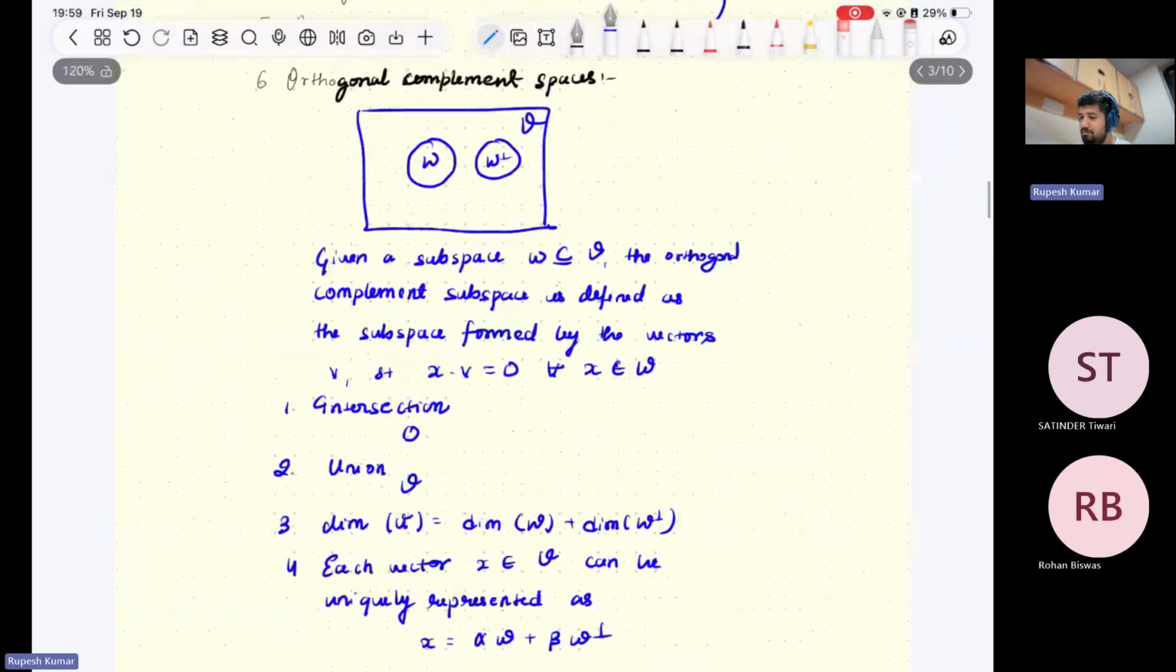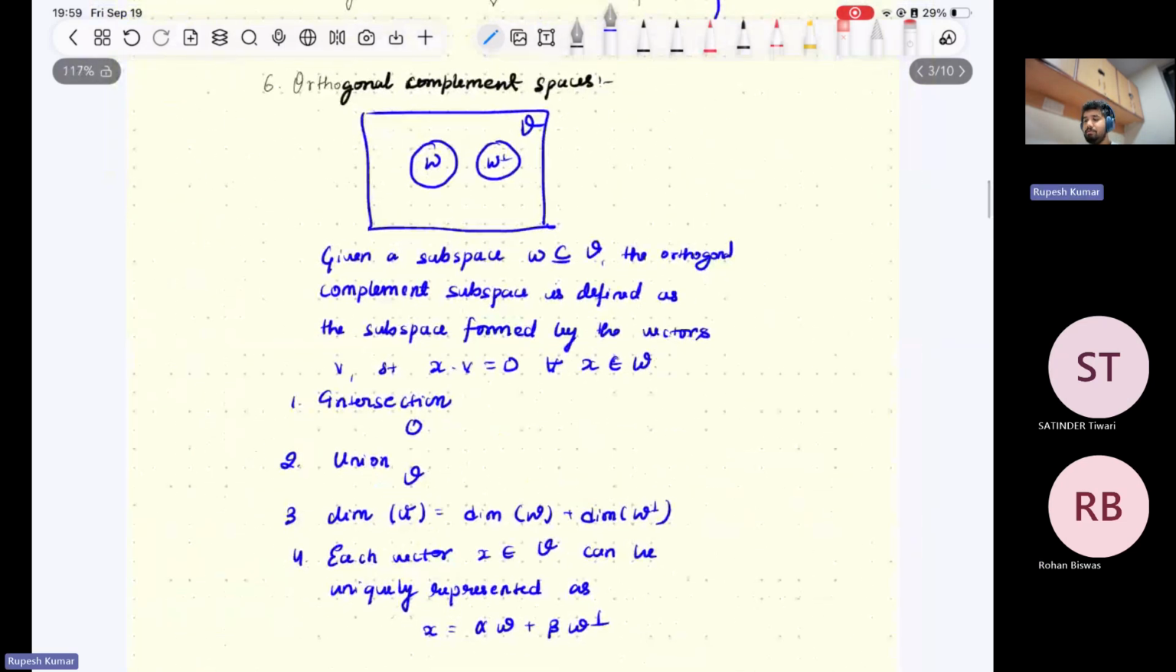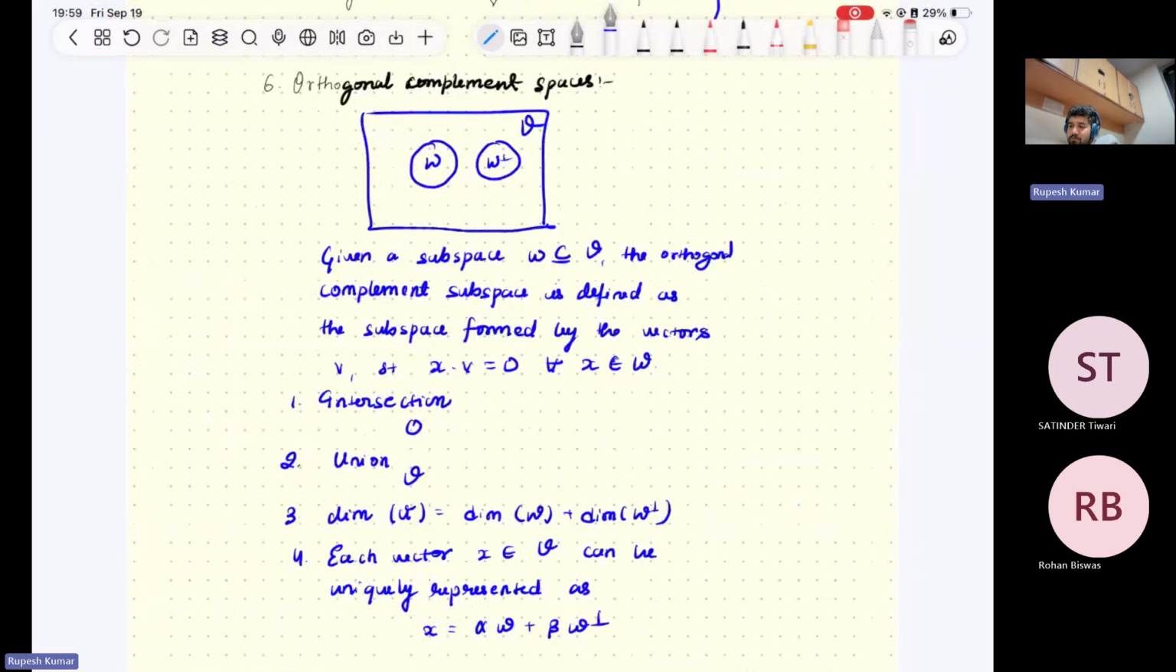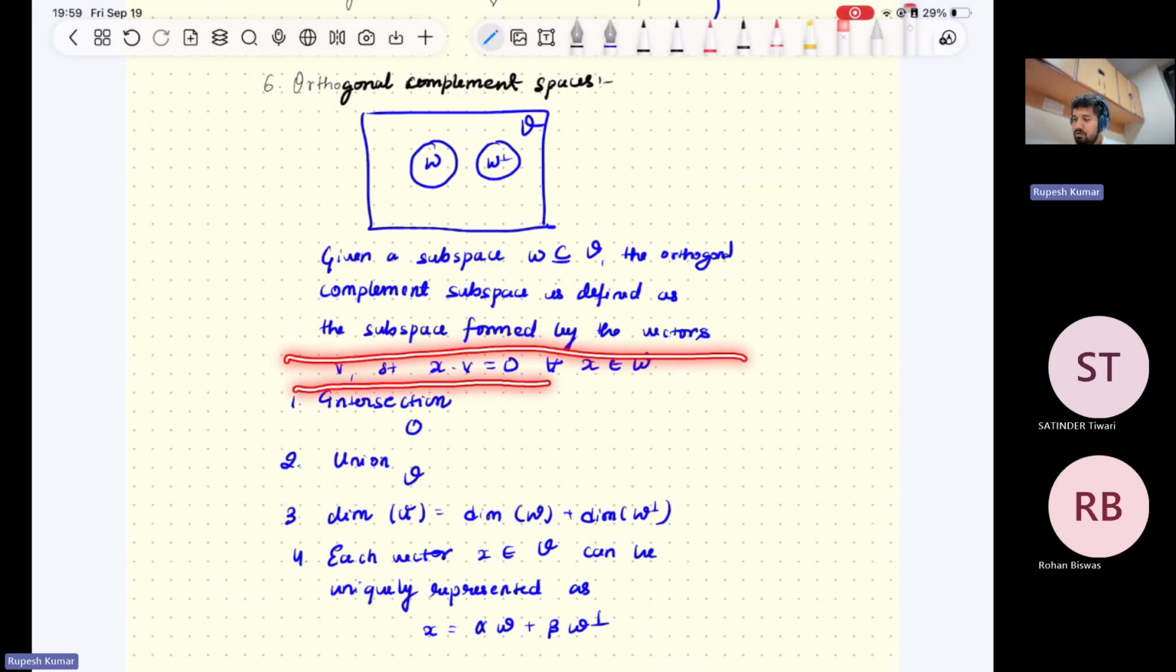Now this brings us to the next interesting thing. Given a subspace W of V, a subset of V, the orthogonal complement subspace. So the definition of an orthogonal complement subspace is the subspace found by the vectors v such that x dot v equals 0 for all x belonging to W.